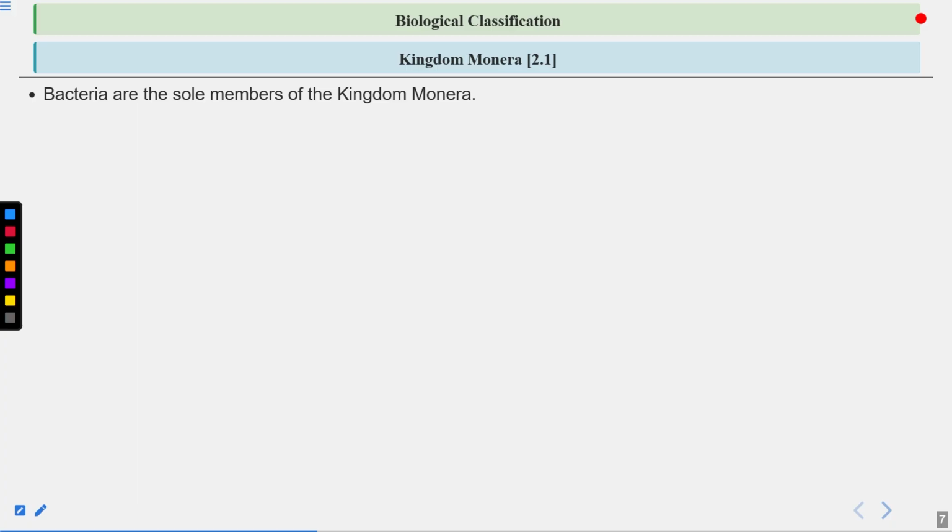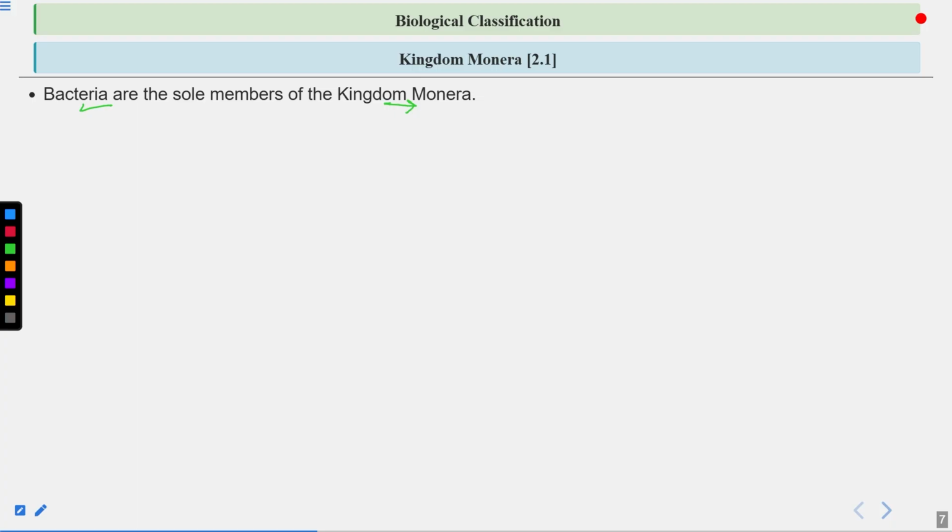Okay, so let's start with this. Bacteria are the sole members of the kingdom Monera. Bacteria, you know, are prokaryotes. Prokaryotes are included in the kingdom Monera. Clear? What are the features of prokaryotes? Prokaryotes lack the true nucleus, meaning they don't have a nuclear membrane. Clear? So they lack the true nucleus.